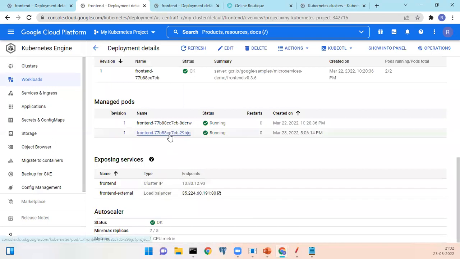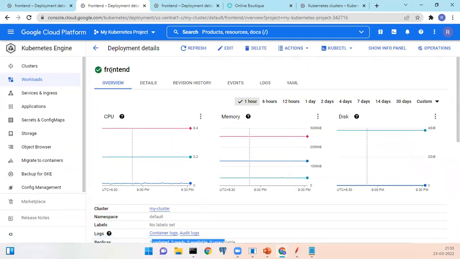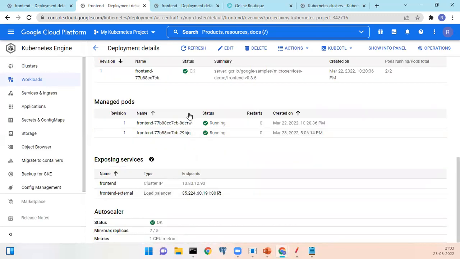Okay, if you see, there are two pods. It runs on two pods. This is pod one, another one is pod two. Both are in the running status. So basically this is the front end workload. Front end deployment runs on two pods, and both are running at this point of time.